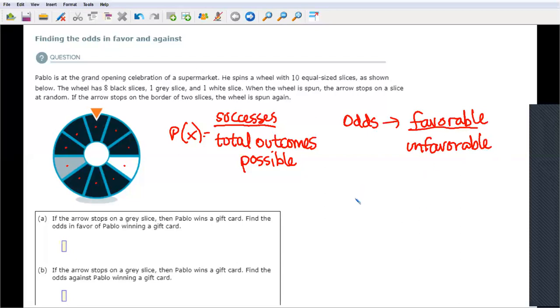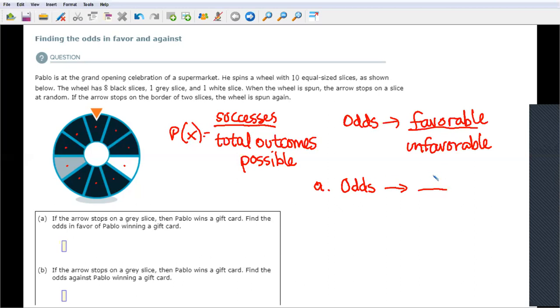So if you take a look at the first question they're asking us here, what are the odds in favor of Pablo winning a gift card? So remember, if he lands on a gray slice, he wins the gift card. So his odds for this one, for A, would be how many times it lands on gray over how many times it doesn't land on gray.